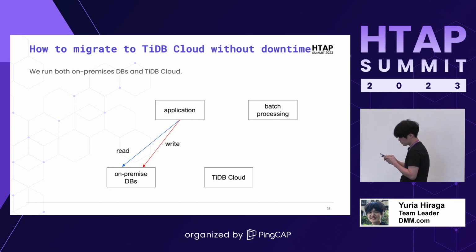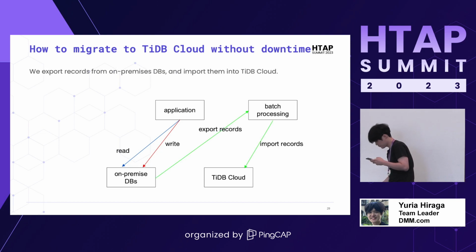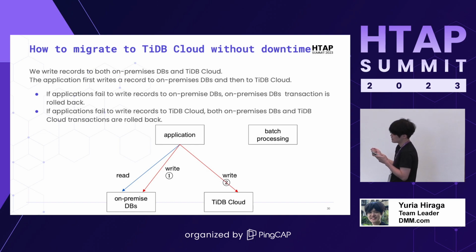Next, I will talk about how to migrate databases in more detail. So first step, we created a TiDB cluster in TiDB Cloud, and we ran both on-premises databases and TiDB Cloud. Next, we exported records from on-premises databases and imported them into TiDB Cloud. And then we modified application code to write records to both databases, on-premises databases and TiDB Cloud. It is a double write.